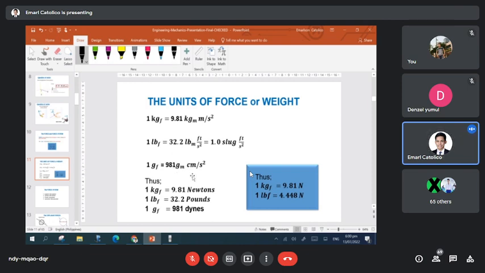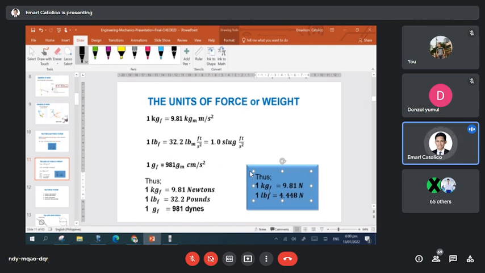Then ito, useful conversion din ito, especially kapag ang tanong ay English tapos SI ang hinahanap. 1 pound force is 4.448 Newton. Ang haba pa ng conversion dito sa pound force papuntang Newton, pero directly na yan, 4.448 Newton. So ito lang naman ang importante dyan. Common naman na yan.